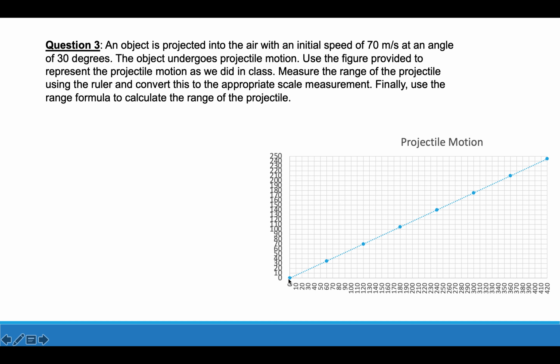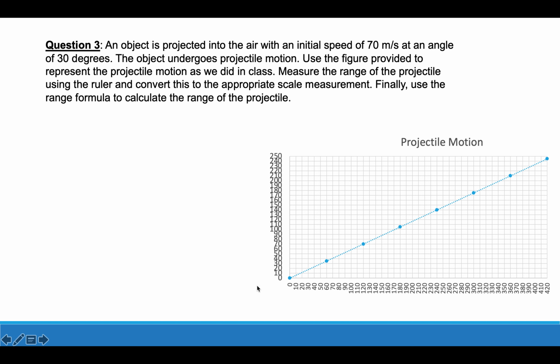If you shot the object at 70 meters per second, the object would cover 70 meters every second that goes by. So the separation between these dots is a distance of 70 meters, or approximately 70 meters between each of these. Now it's hard to see in this picture, and we'll see it on the other picture when we can blow up the screen.